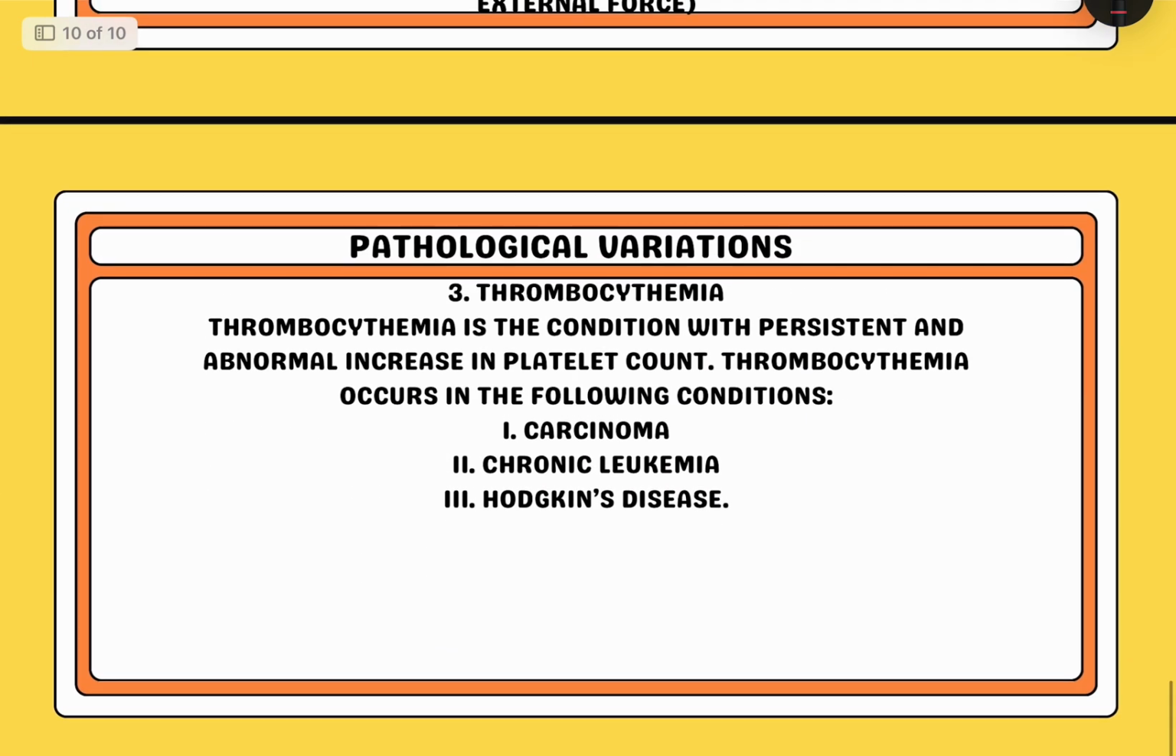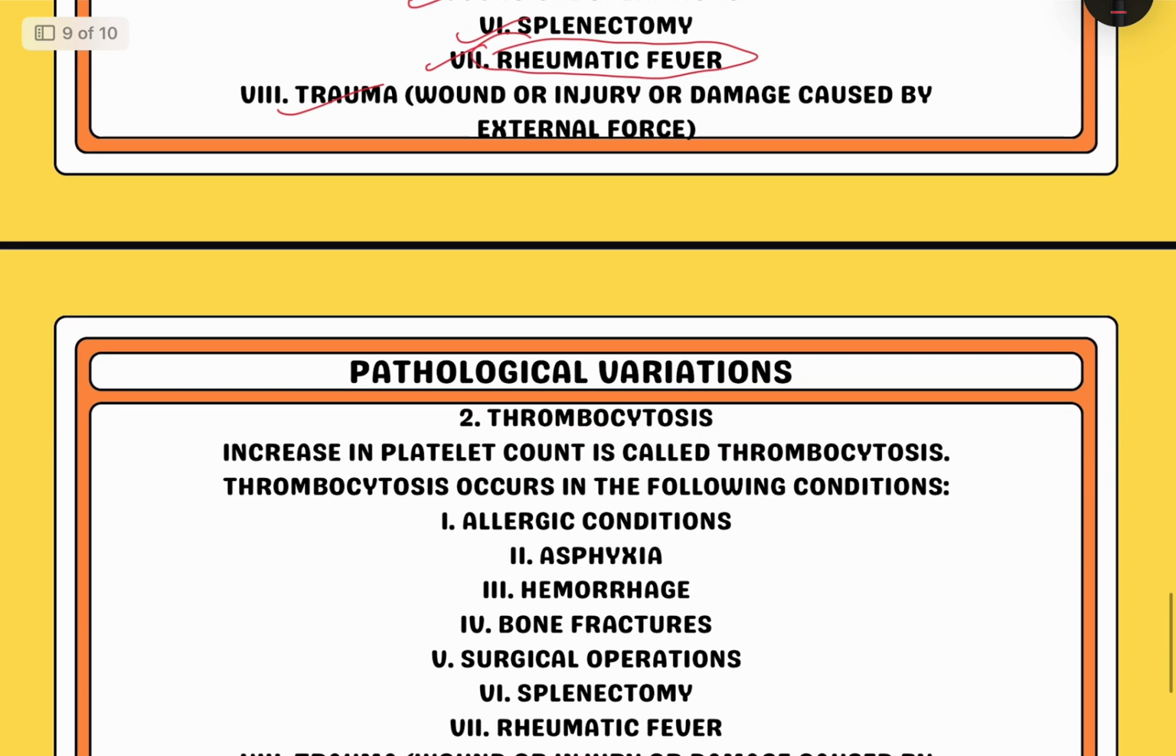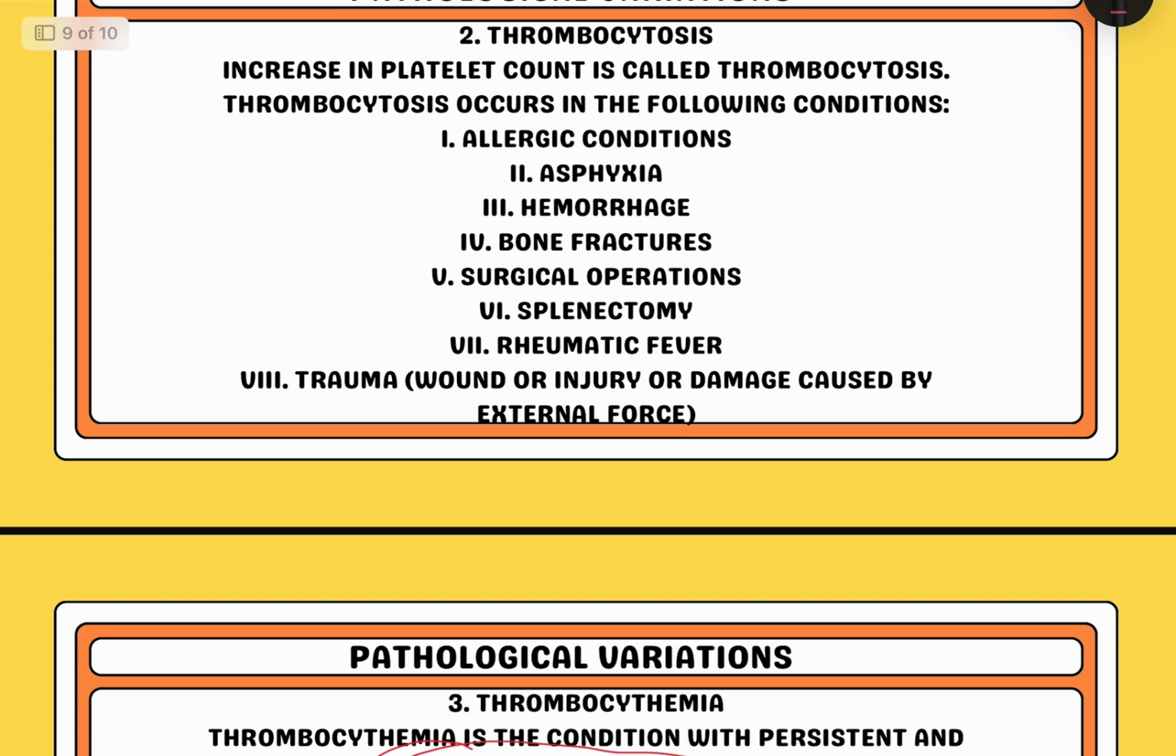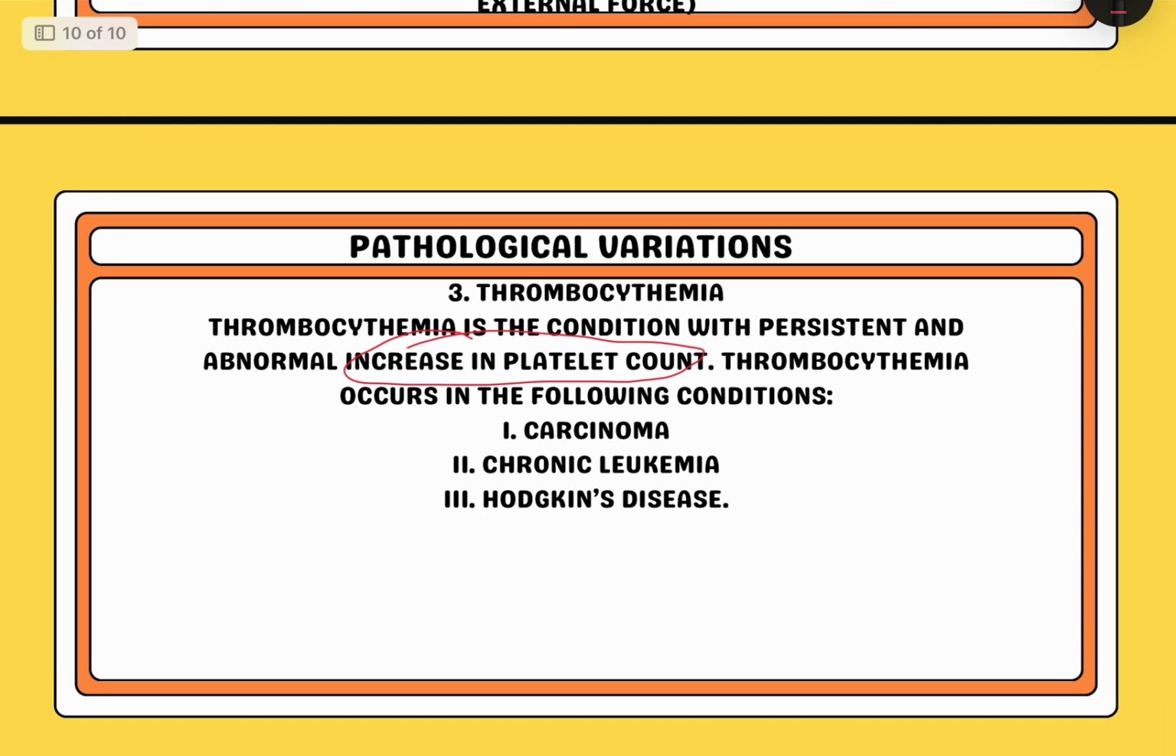And lastly, thrombocythemia. Thrombocythemia is the condition with a persistent and abnormal increase in platelet count. So there is a slight difference between thrombocythemia and thrombocytosis. In thrombocytosis, the increase in platelet count can be once in a lifetime, or due to some particular factor there is a sudden spike in the platelet count. However, in thrombocythemia there is a persistent, abnormal increase in the platelet count. So thrombocythemia occurs in the following conditions: carcinoma, chronic leukemia, and Hodgkin disease. All of these are the major factors of thrombocythemia.